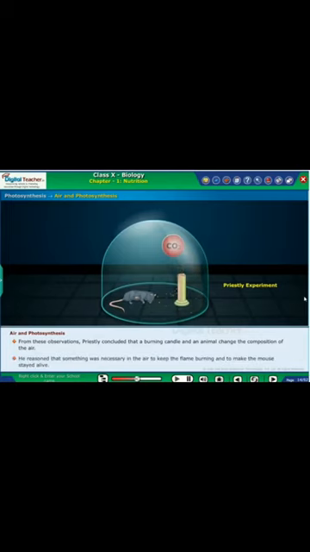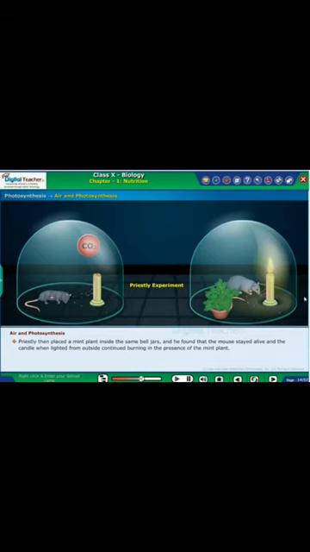He reasoned that something was necessary in the air to keep the flame burning and to make the mouse stay alive. Priestley then placed a mint plant inside the same bell jar, and he found that the mouse stayed alive and the candle, when lighted from outside, continued burning in the presence of the mint plant.